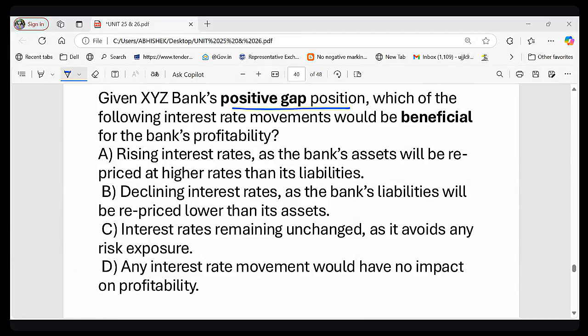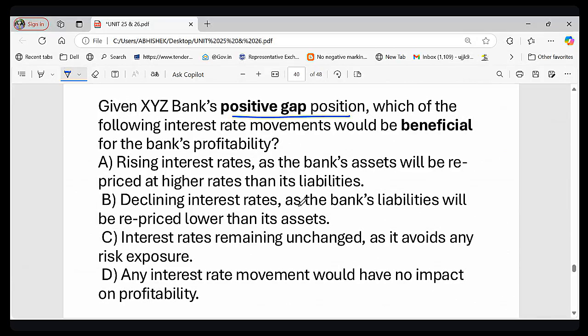See, there are two things. One is called rate sensitive asset, other is called rate sensitive liability, right? So rate sensitive asset, RSA. Some examples of RSA are loan and investment. This is called rate sensitive asset.